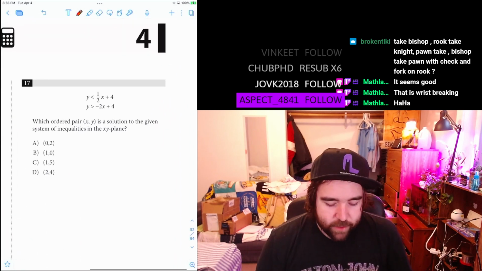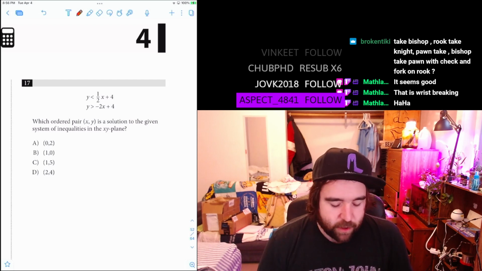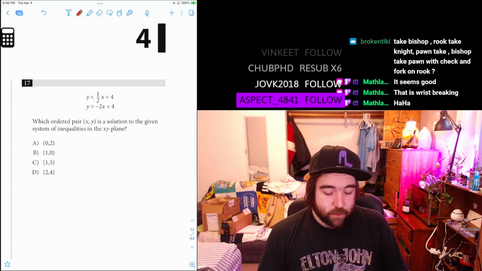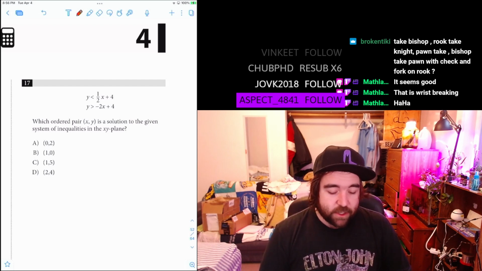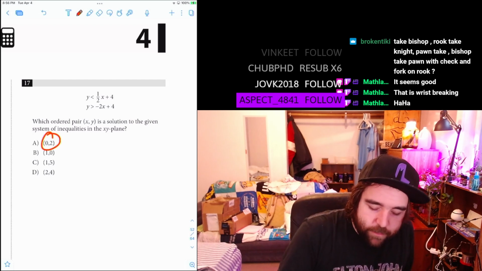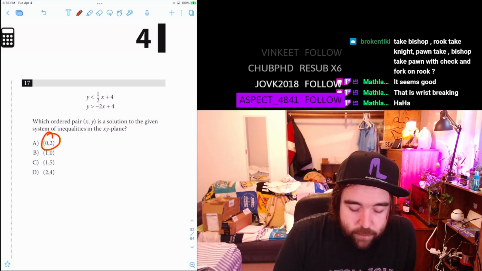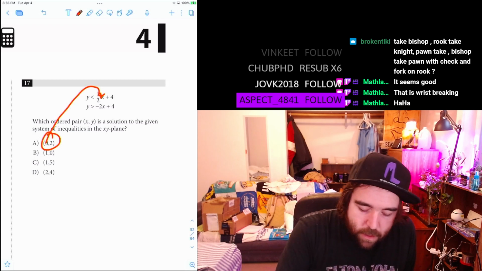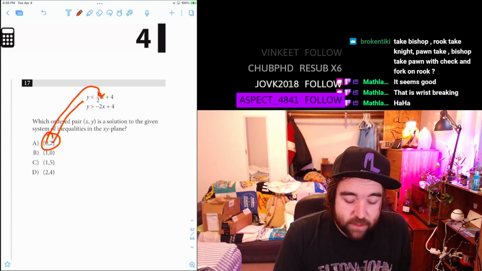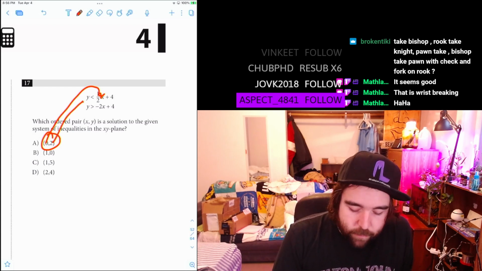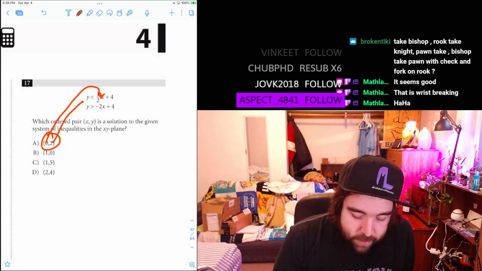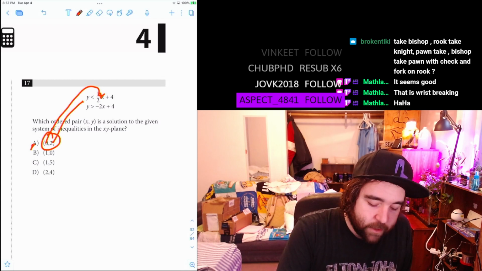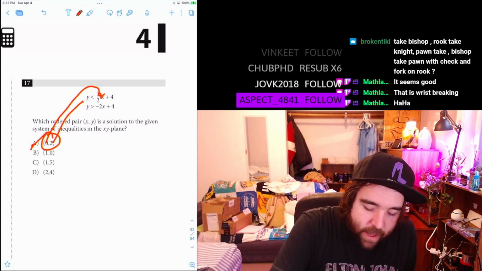17. Which ordered pair is a solution to the system of inequalities? We could graph these and shade the area. If they gave us the graph, that'd be the way to do it. But the way to do it with the equation is just plugging stuff in. When we plug in the point, it has to work for both equations. And that doesn't take as long as you might think. So when you plug in 0 and 2, is 2 less than 4? Yes. When we plug it into the bottom equation, is 2 greater than 4? No. So it's not B. And you just do that for all of them.